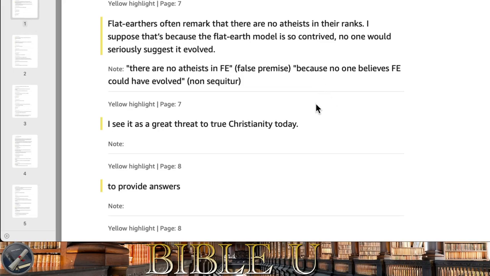And then later he says that he sees the flat Earth movement as a great threat to true Christianity today. This is motivation by fear. He is afraid that people will mock Christianity or leave the faith if Earth is flat. There is no evidence to back either of those claims.